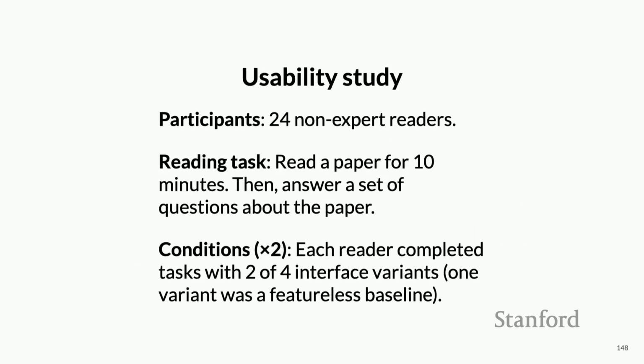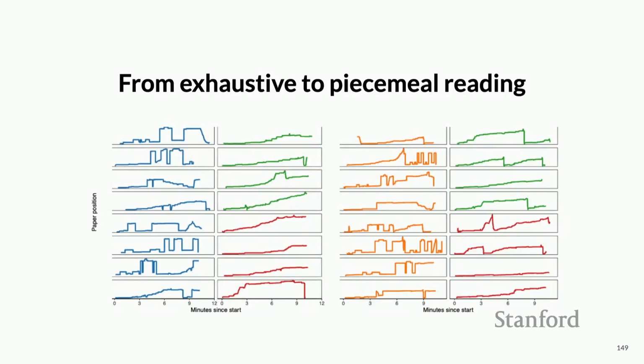And to try to get a sense of the ways in which these types of affordances would affect the reading experience, we conducted a study with 24 non-expert readers. We had them undertake a reading task where they read a paper for 10 minutes and then answered questions about that paper. We also had a partial within-subjects design where each reader was assigned to 2 of 4 interfaces, which were essentially different ablations of the different features of Paper Plane. And one of our observations from this study was that we started to see this transition from not using Paper Plane to Paper Plane, where we saw people going from more exhaustive reading patterns to more piecemeal reading patterns.